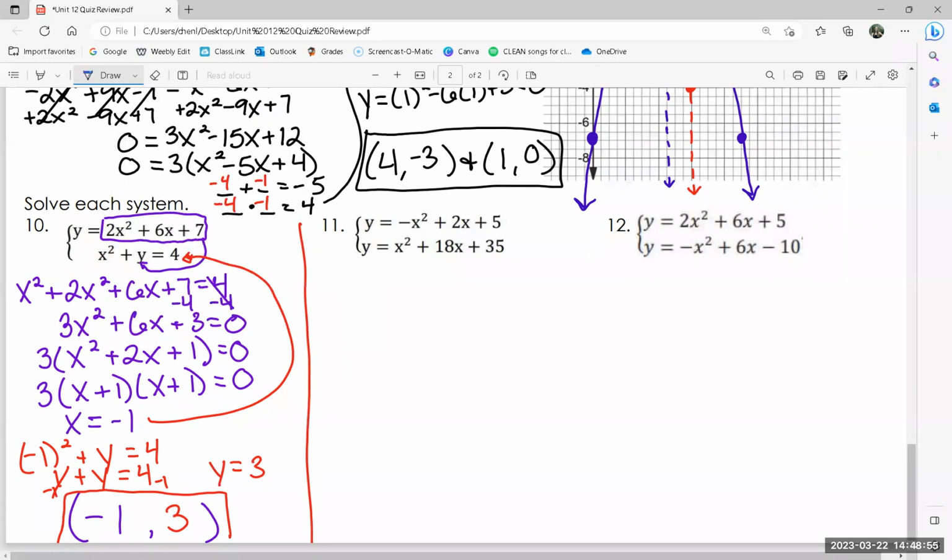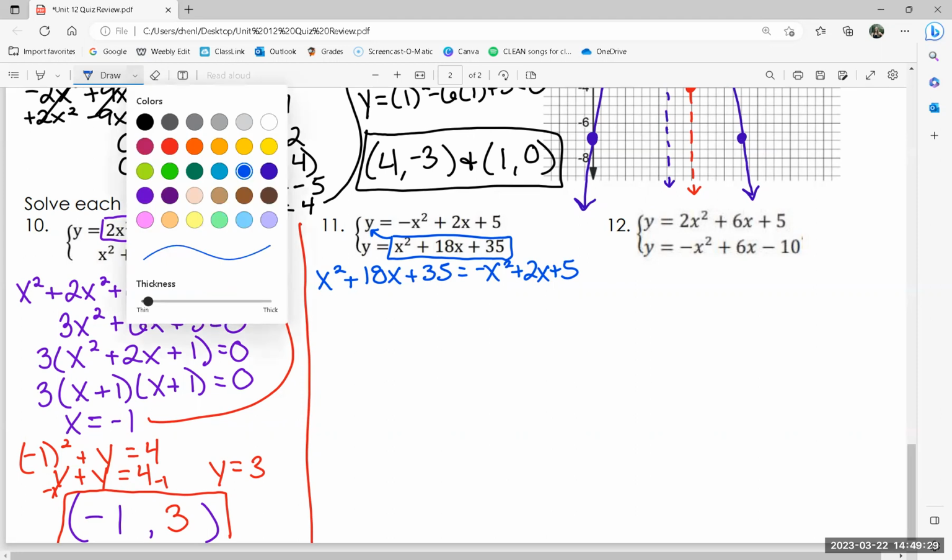Okay, our next problem, starting off the same way. The substitution is setting it equal to each other, which works because they're both y equals. I just substitute in technically this one in for that y value, which makes it look like I'm just setting it equal to each other. You don't want to use elimination on these because you could eliminate a potential solution. So generally we stick to substitution and graphing.